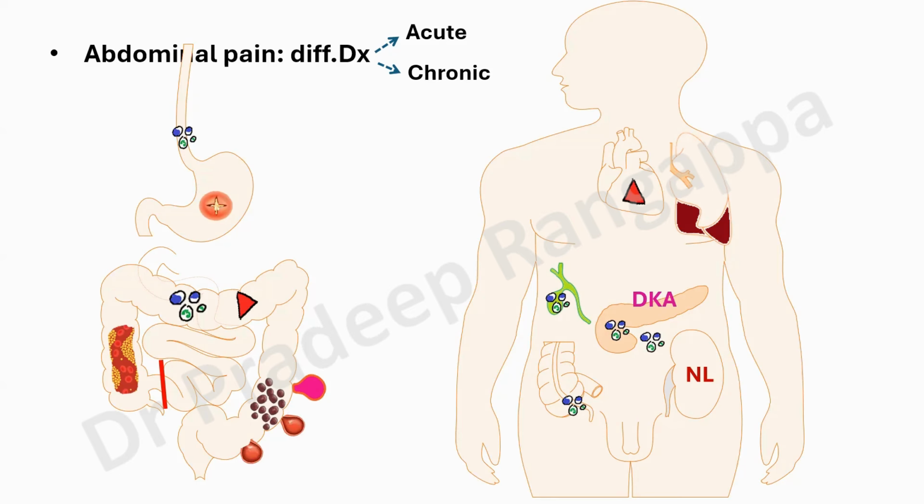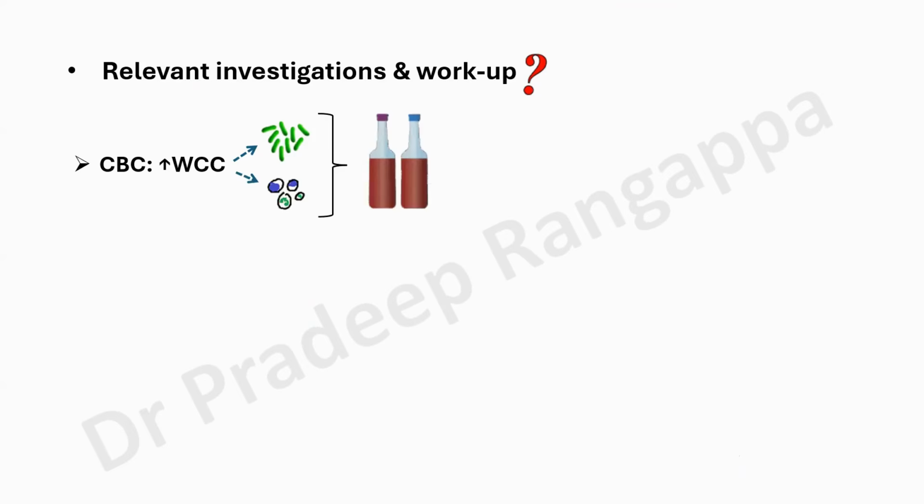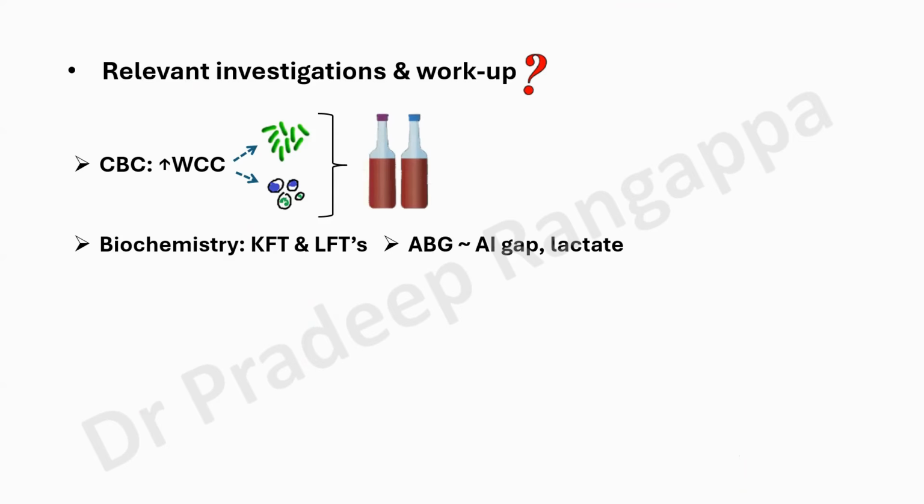Of course, when they come with abdominal pain, with vomiting or diarrhea, with bloody stools, you have to look at what the relevant investigations and workup are. In ICU, as a standard, we would do complete blood counts and complete biochemistry. If there is an increase in white cell count, you would think of infection or inflammatory conditions, and of course, you will send blood cultures. As a routine for any sick ICU patient, we would do kidney function tests and liver function tests. And arterial blood gas gives you insight into whether there is an underlying lactic acidosis, which may point towards ischemic bowel, and the anion gap.